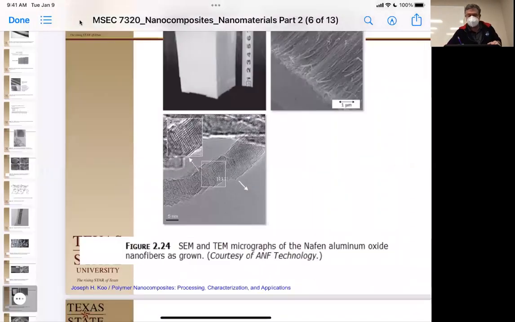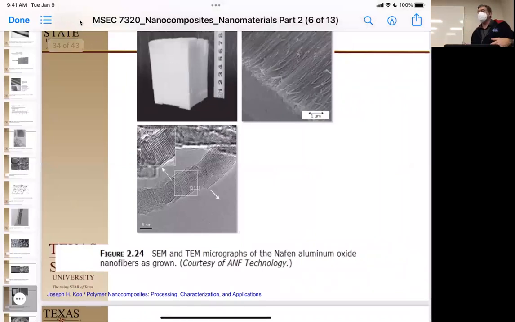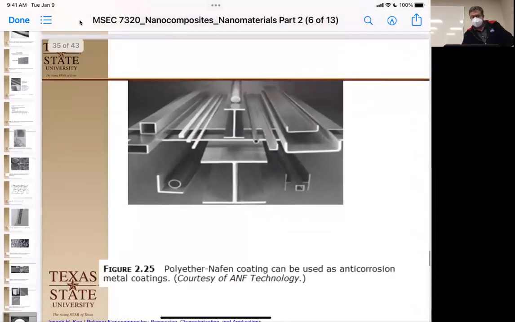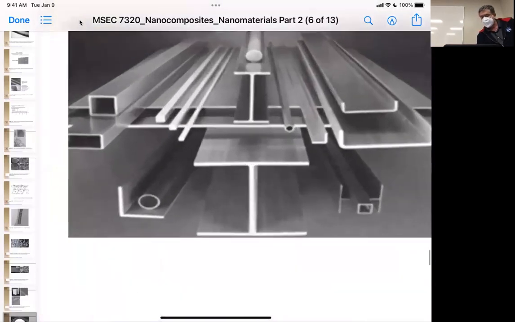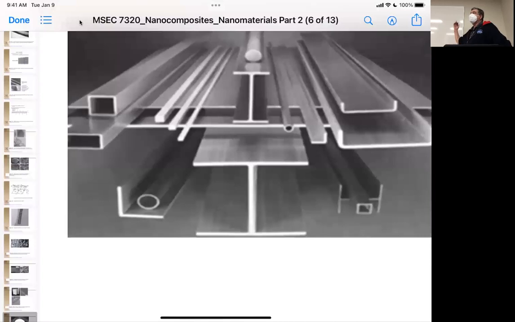So again, these are processed a little bit differently. This particular one is actually used as an anti-abrasion, anti-corrosion coating. You can mix it, disperse it with a low viscosity polyether, and then coat it on aluminum structures in particular. So imagine you already have aluminum. As soon as you abrade it, you've got an aluminum coating on the top, right? It's going to automatically form that oxide.